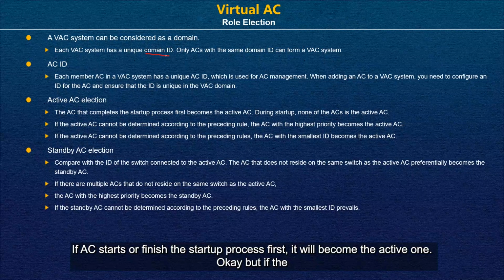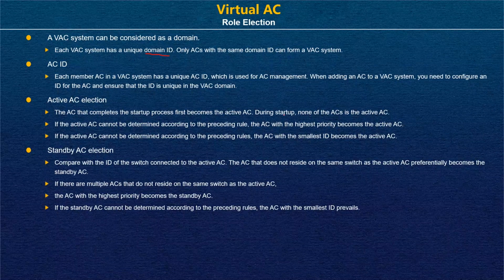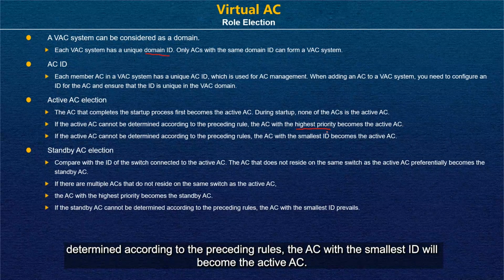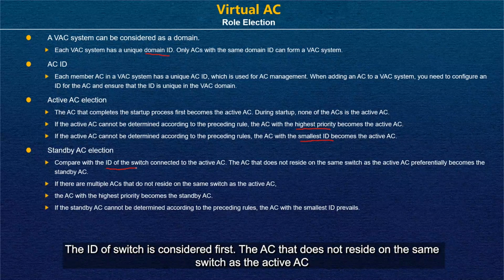But if the active AC cannot be determined according to the preceding rule, the AC with the highest priority becomes the active AC. And if the active AC still cannot be determined according to the preceding rules, the AC with the smallest ID will become the active AC. And for the standby AC, firstly, we compare the ID of the switch connected to the active AC. So the ID of the switch is considered first.